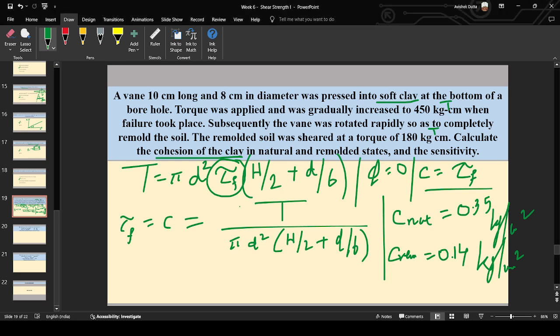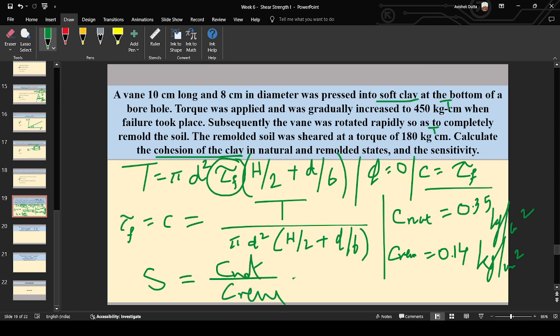Okay. So now the first two parts of the answer we have received, 0.35 and 0.14. And now the sensitivity, I have already mentioned in the previous question, sensitivity is the value in the natural state by the value in the remolded state, that is C natural divided by C remolded, and this will give a value of around 2.5.